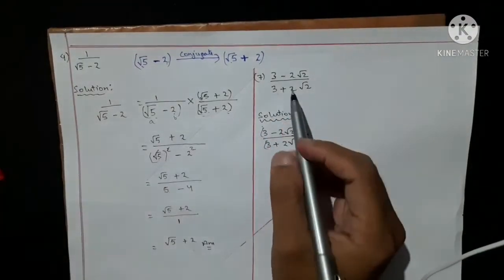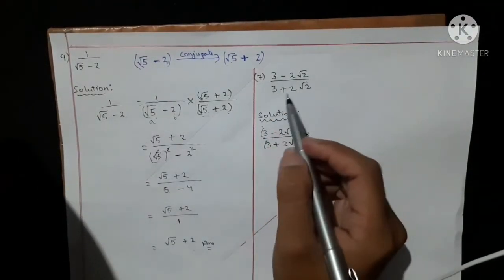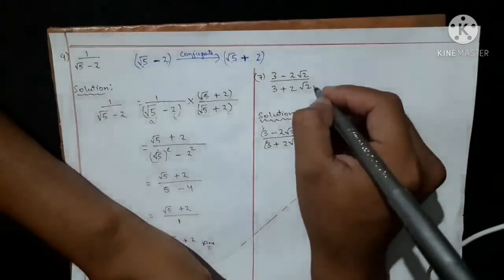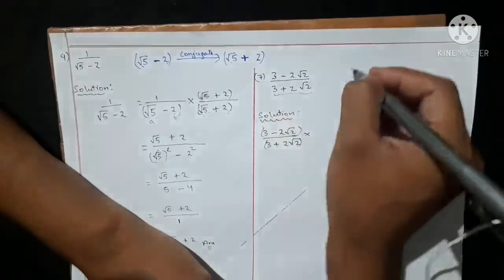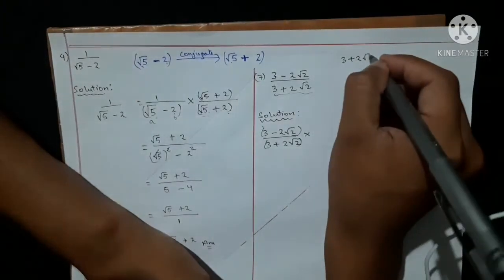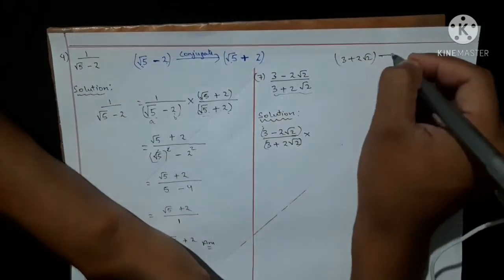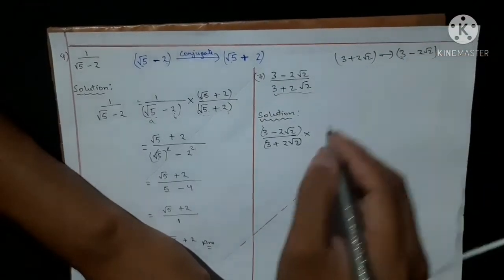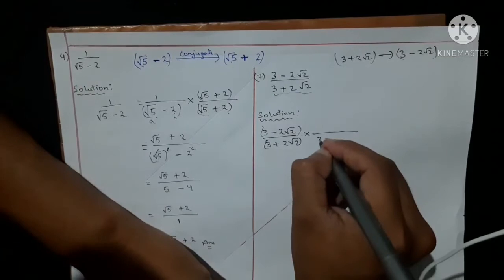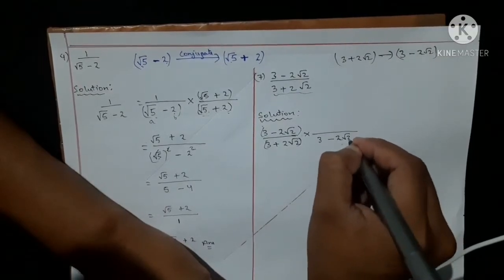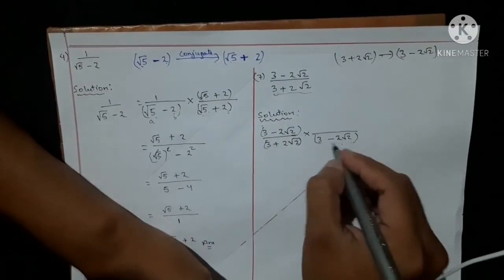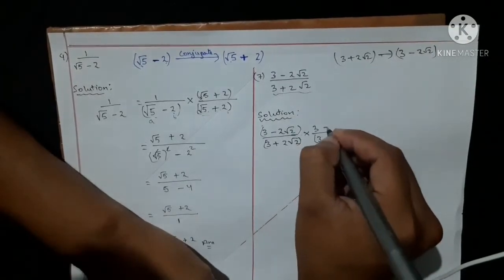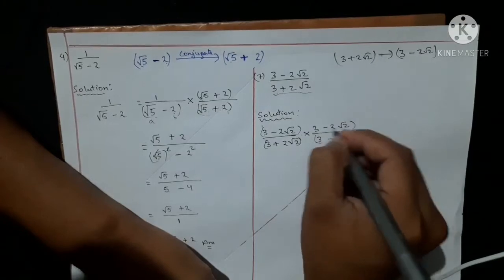Next, question number 7: 3 minus 2 square root 2 divided by 3 plus 2 square root 2. Again, we have to multiply this by a conjugate. The conjugate of 3 plus 2 square root 2 is 3 minus 2 square root 2. So multiply by 3 minus 2 square root 2. And since we multiply in the denominator by 3 minus 2 square root 2, in the numerator also we have to multiply by the same number.